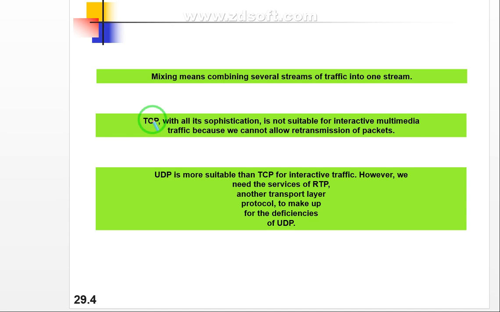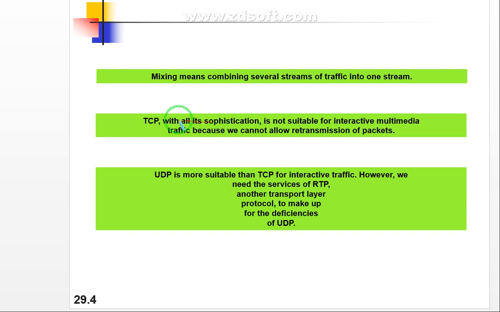Another concept behind it is mixing. Mixing in telecommunication means combining several streams of traffic into one stream. This is called mixing. Stream, you know about live streaming. Streaming means a signal coming from a satellite, from dishes, microwave dishes, from every kind of antenna. So when a number of streams are combined into one stream, this is called mixing.